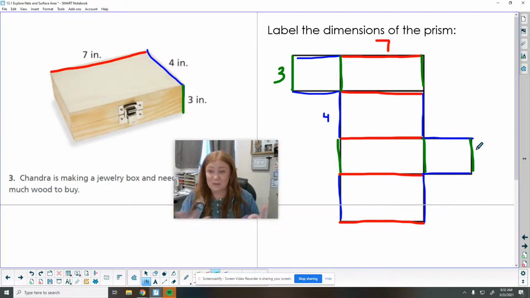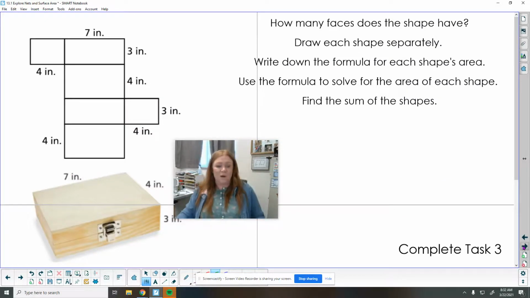So I know this can look really confusing. We're going to practice pulling them apart for the next few days. So remember, we are just learning this. So take a deep breath. You can do this, okay? So we know all of these dimensions. So let's start and go step by step through my steps.